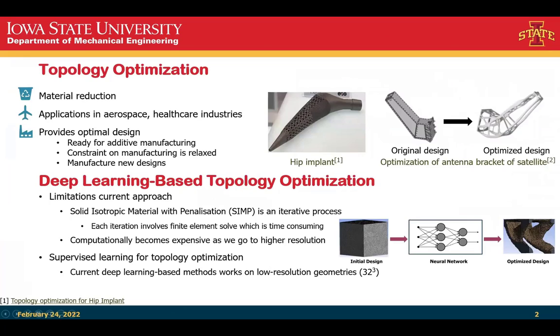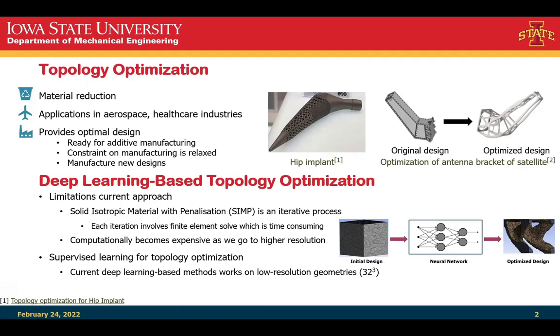Topology optimization is the process to find optimal material distribution by material reduction within a given initial design domain with given boundary and loading conditions. It has a wide range of applications, such as in aerospace and healthcare industries. Some of the examples you can see on the right side of the slide.